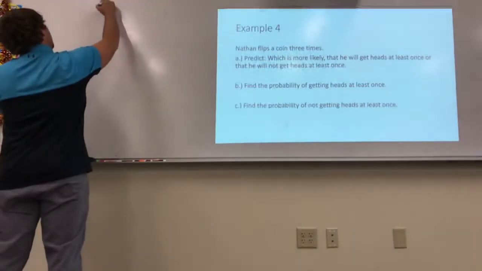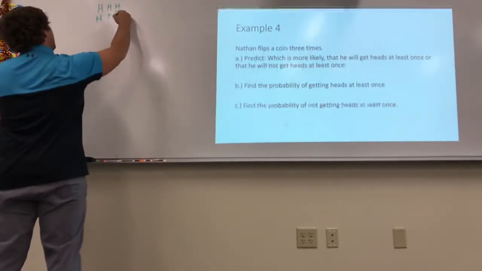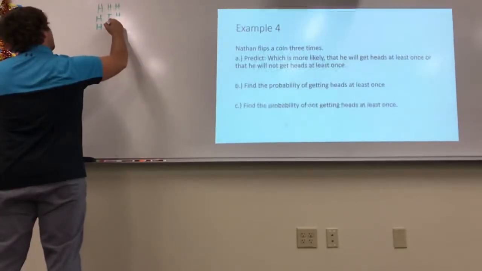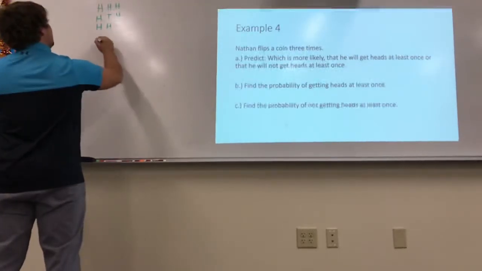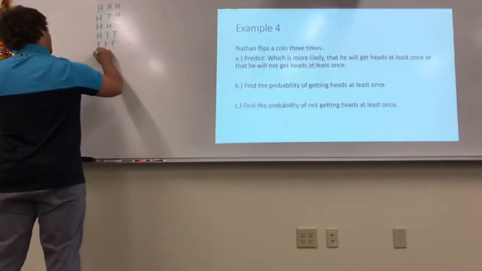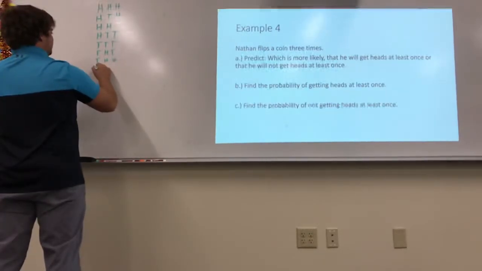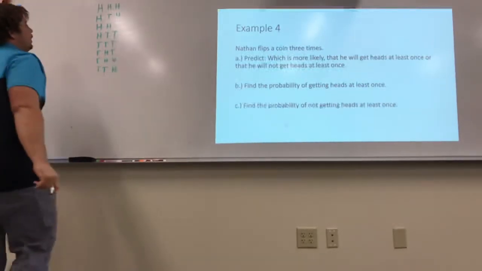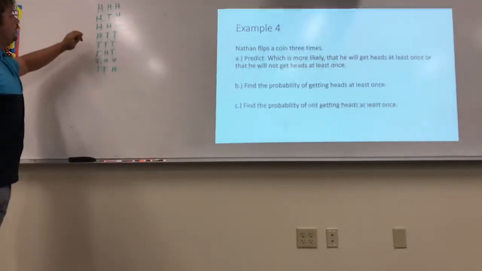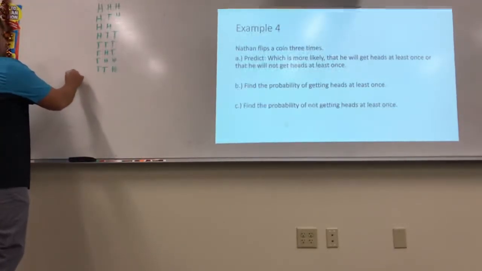So, we're going to go heads, heads, heads. All 3 times I got heads. I got head, tails, head. I got heads, head, tail. And I got heads, tail, tail. I got tail, tail, tail. I got tail, heads, tail. I got tail, heads, head. And I ended up getting heads, or tails, tails, heads. Okay, I have 1, 2, 3, 4, 5, 6, 7, 8. 8 options. We're still working with probability, that's my total.